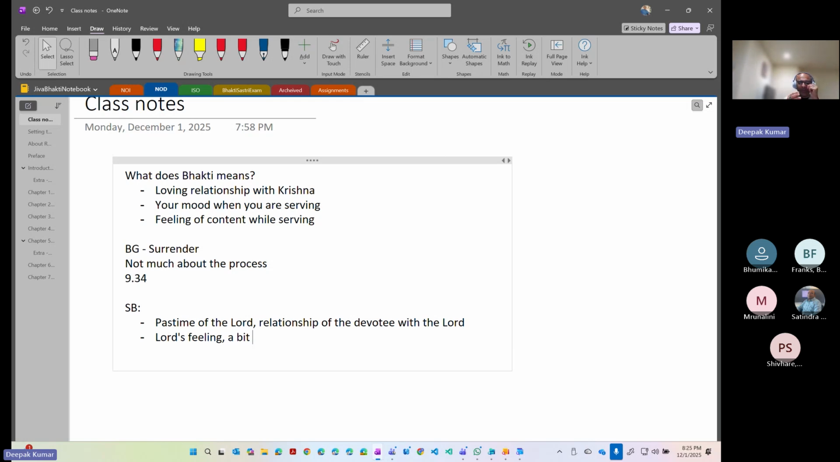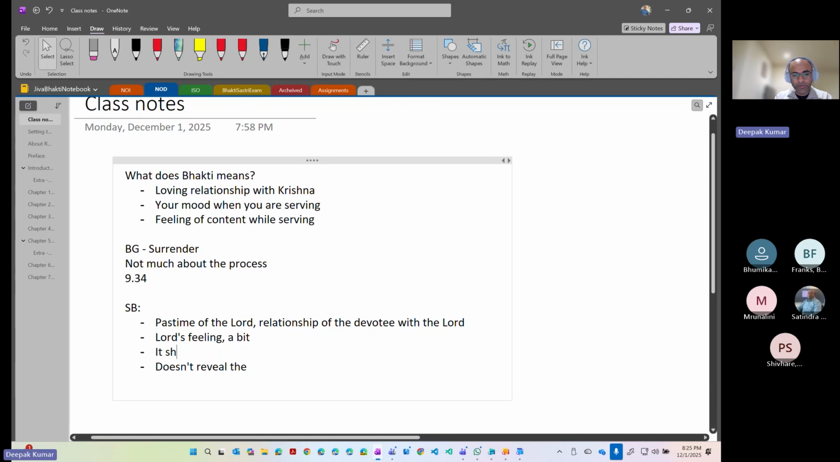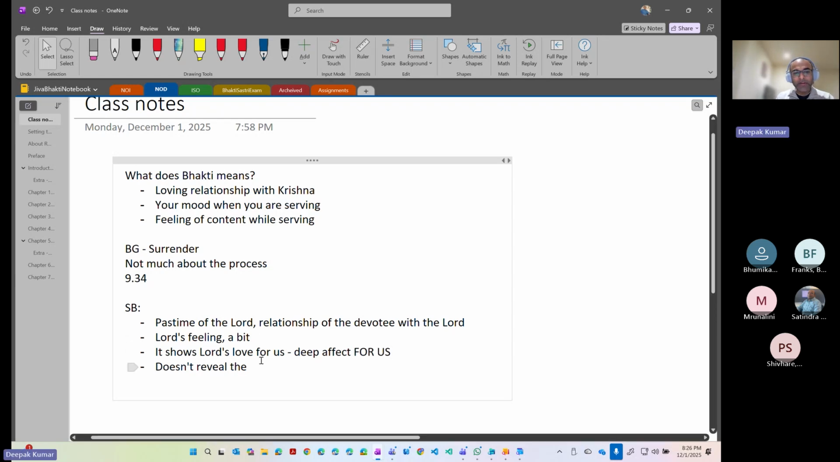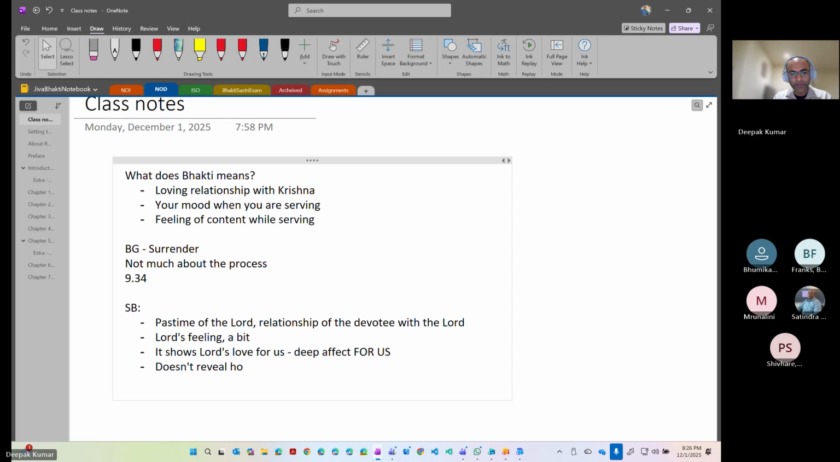It also brings the commentary from the Vedanta Sutras. It brings a lot of philosophy, right? So it talks about the tattva and the pastime, but the love portion, it still doesn't reveal the mind of the Lord. So it shows the Lord's love for us, deep affection for us, okay? But it doesn't reveal how the Lord thinks. Okay. Now let's go to Chaitanya Charitamrita.